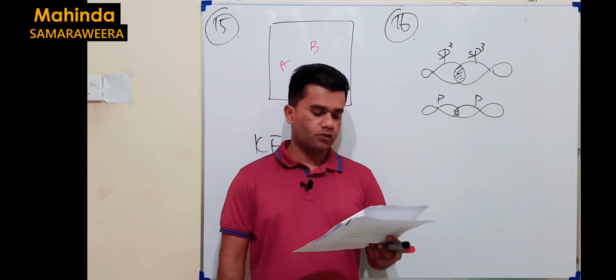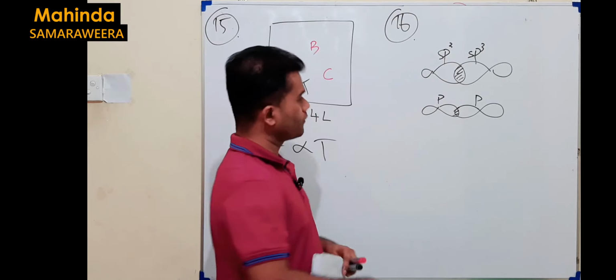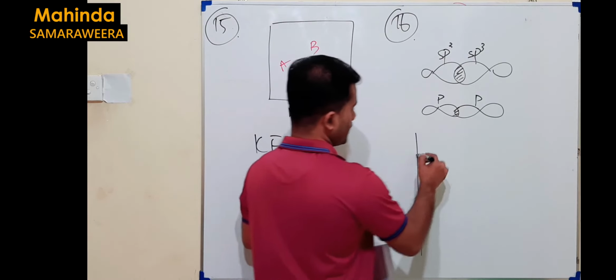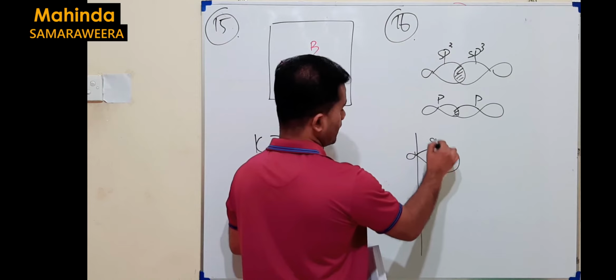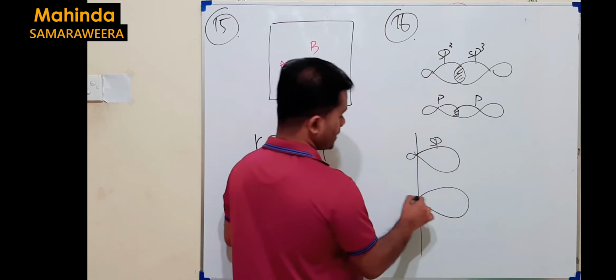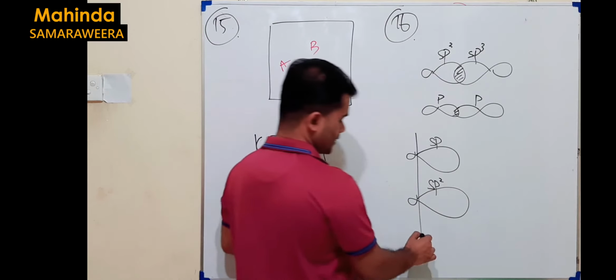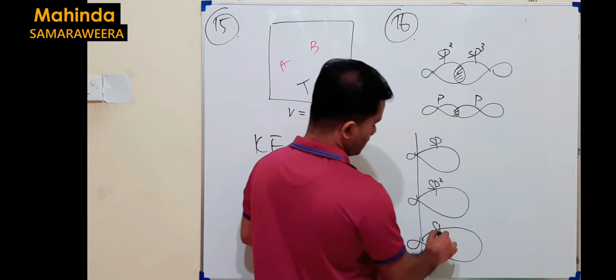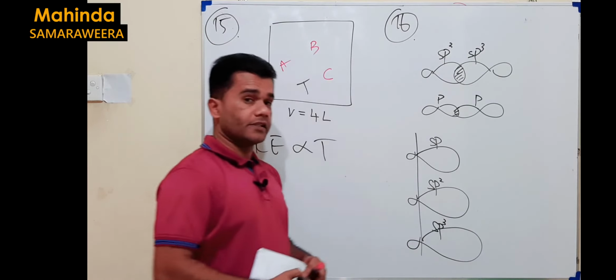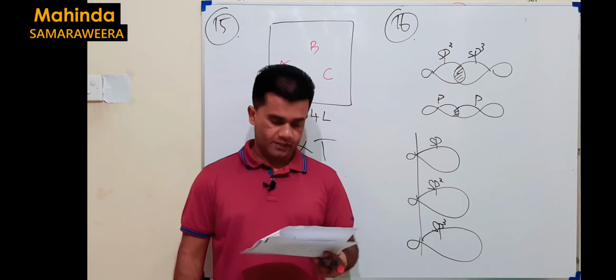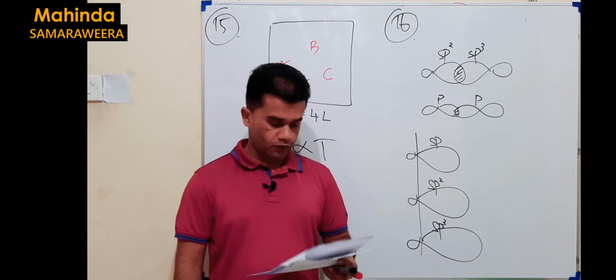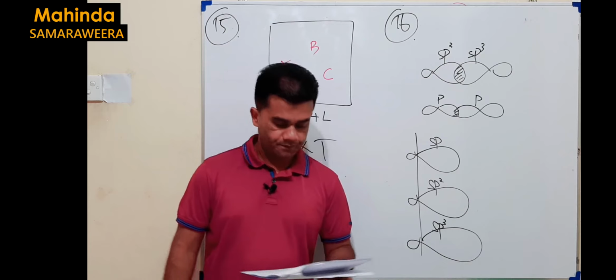Size of sp2 larger than sp. Of course, when you get an sp hybrid orbital like this, sp2 can be something like this. When p character increases, size increases. sp3 can be like this. P character increases, size of hybrid orbital increases. Therefore, that's again true. Fourth one is the answer.